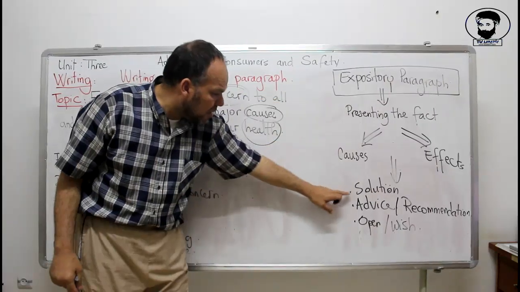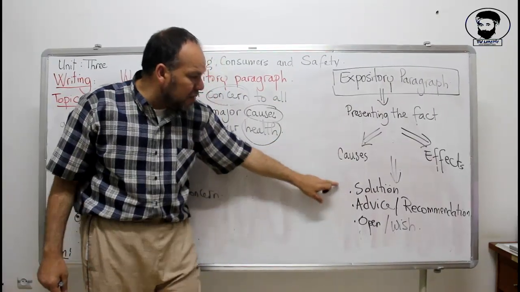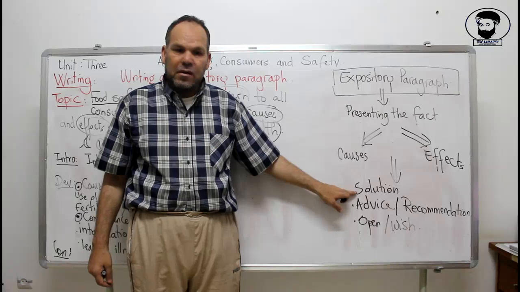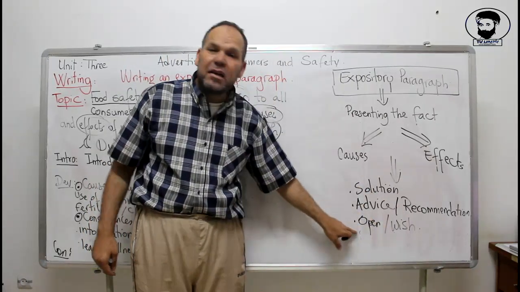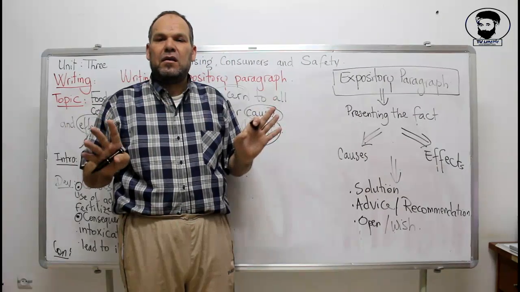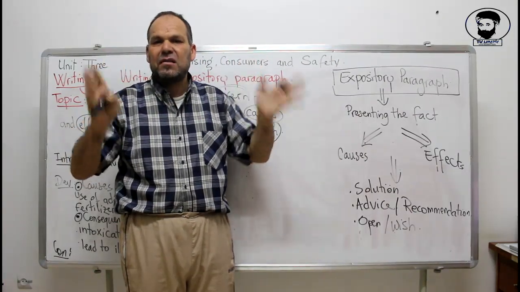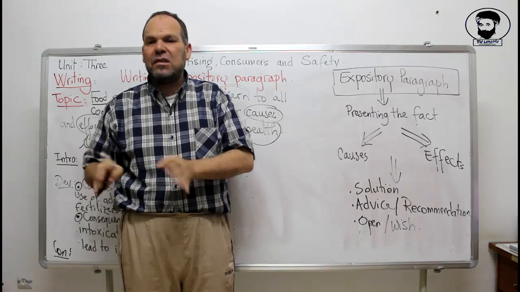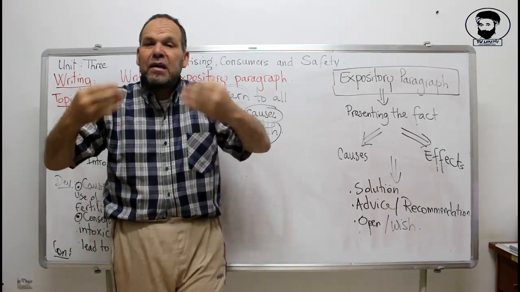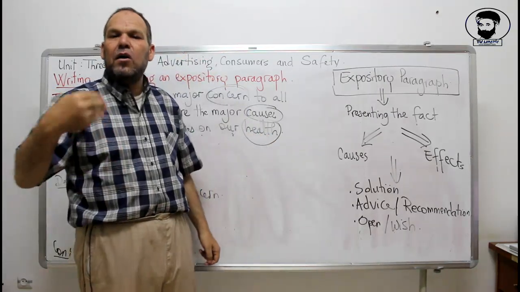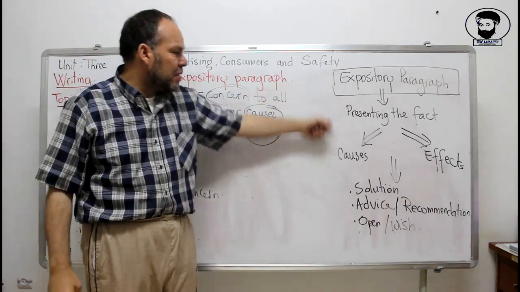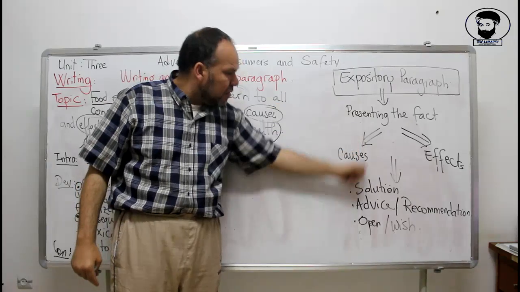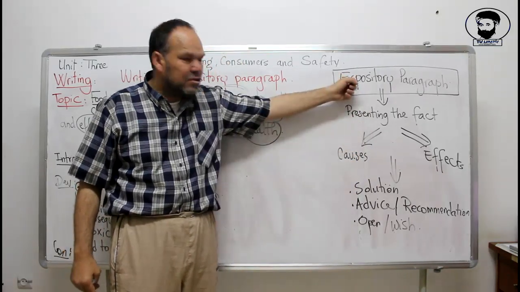And finally, in the conclusion, we are giving either a solution, an advice or a recommendation. Or we can make it open, which means we don't say anything. We just speak about the fact, we give causes and consequences, and that's it. Or we can express a wish: I wish, I hope, it's high time, and you express a wish at the end. So this is the form we follow when we write an expository paragraph.